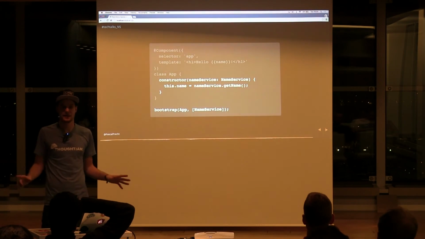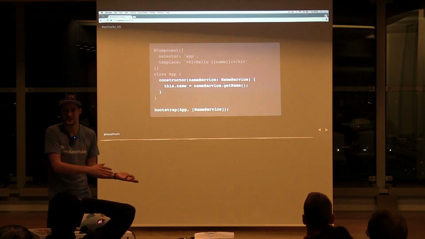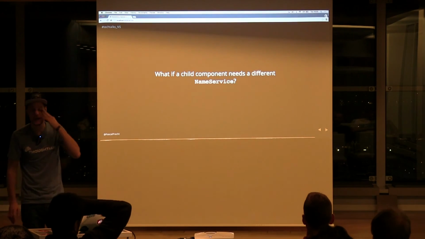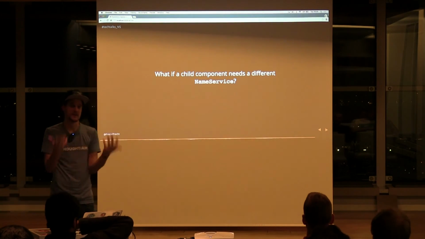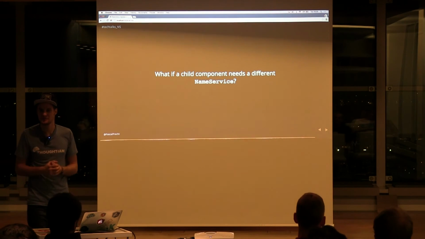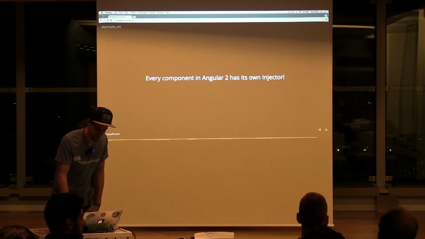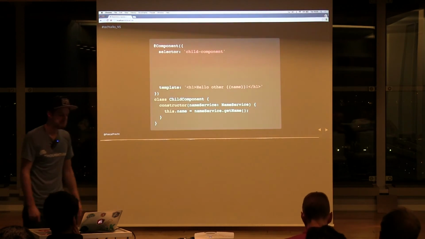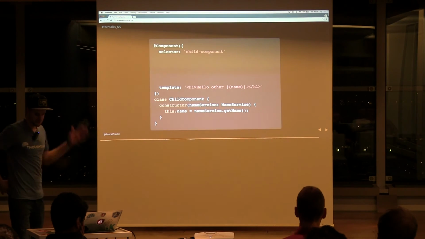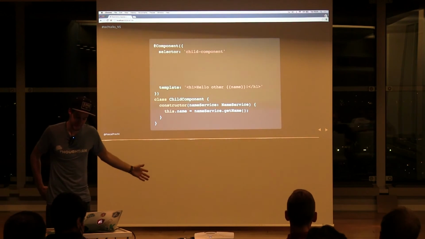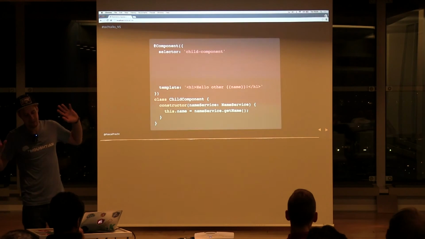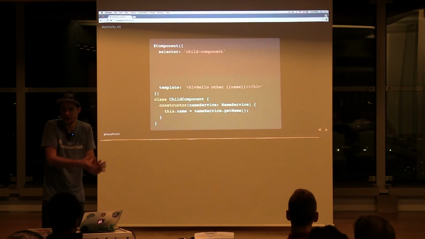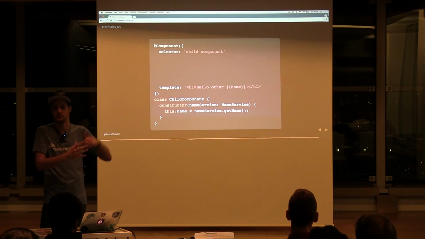If we don't want to get the exact same instance, then this is where child injectors come into play that we've just seen earlier. So let's say we have a child component, and it also needs a name service, but a different implementation. How do we do that? As mentioned earlier, every component gets its own injector. Basically, this is what it could look like. Here we have a child component. It, by coincidence, has the exact same logic as the other component, but it's another component. It's a child component that should be used in the root component.